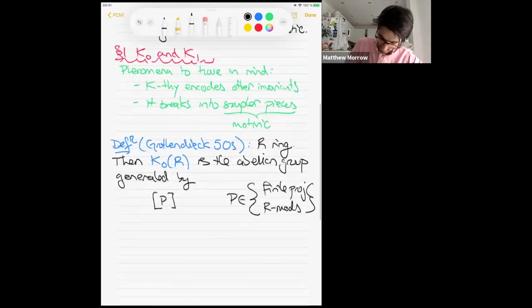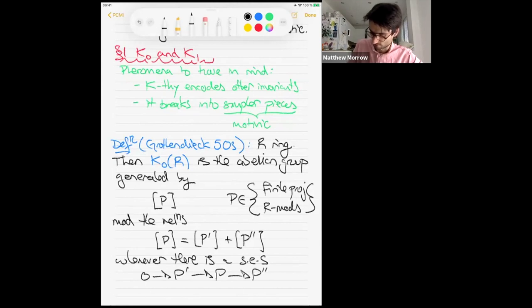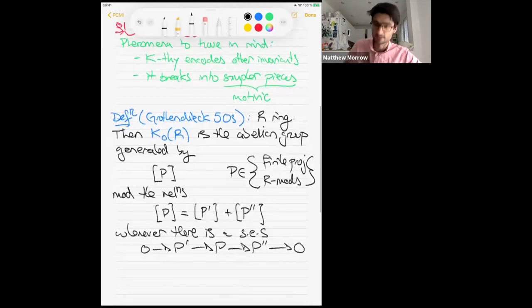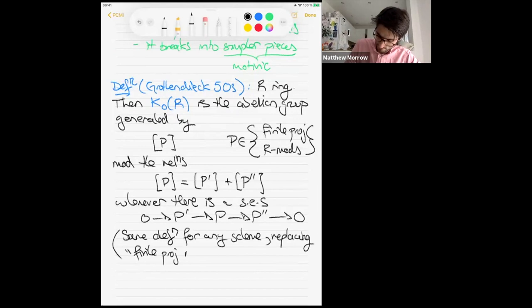And we mod out by the simple relation that we force direct sums, or equivalently short exact sequences, to become summation in the group. So modulo the relations that the class of P is the class of P prime plus the class of P double prime whenever we have a short exact sequence 0 goes to P prime, goes to P, goes to P double prime, goes to 0. And let me mention parenthetically right away, just to save myself from doing it later, that we can adopt the same definition for any scheme just by replacing these finite projective modules by vector bundles.